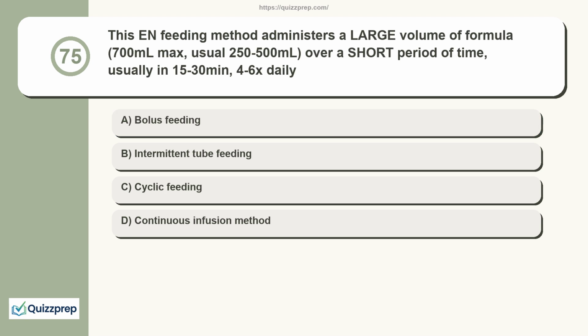Question 75. This enteral feeding method administers a large volume of formula, 700 ml max, usual 250-500 ml, over a short period of time, usually in 15 to 30 minutes, for 4 to 6 times daily. Bolus feeding, intermittent tube feeding, cyclic feeding, continuous infusion method.